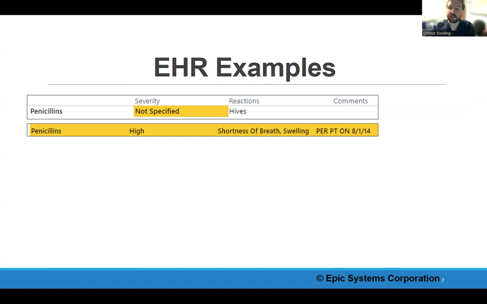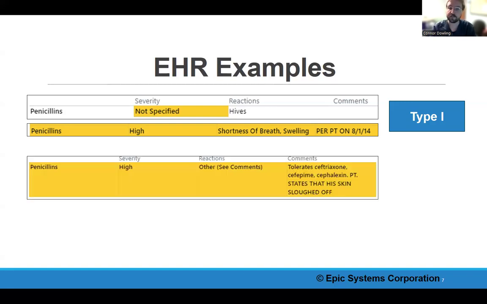Similarly, this is another penicillin allergy, this time rated as a highly severe reaction, and they mentioned shortness of breath and swelling from around 11 years ago. Both of these, as I mentioned with the first one, classify as a type 1 immediate reaction. This is what we're thinking of as more of a true allergic and anaphylactic reaction, specifically when it comes to that shortness of breath and swelling. In terms of another example here, with this patient with another penicillin allergy of high severity, we do note in this comment that while they do tolerate some cephalosporins, it actually stated that the patient's skin sloughed off after they took penicillin.